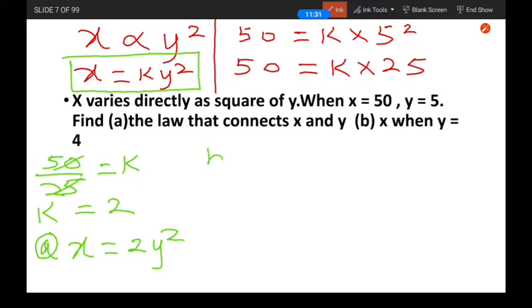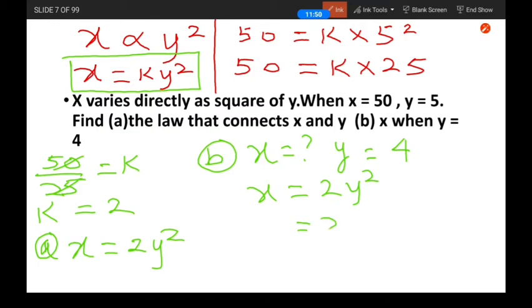Now, knowing the law, you can solve the next question. Find x, look at that, when y equals 4. So x is unknown. You go back to the law. The law says 2y squared. Therefore, we now have 2 into 4 squared. And that becomes 2 times 16. And that becomes what? 32. So that means x equals 32 when y equals 4.